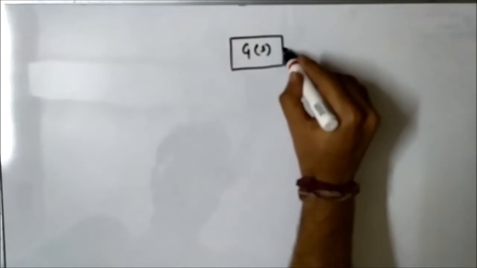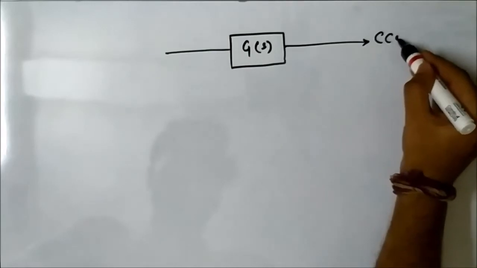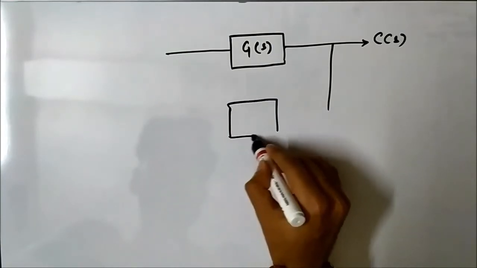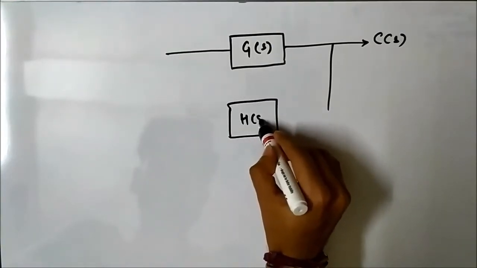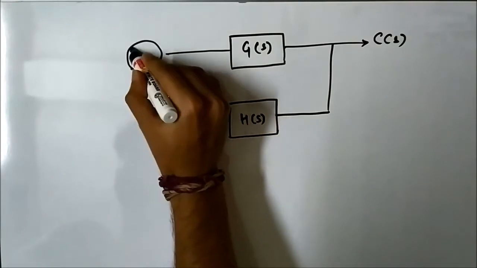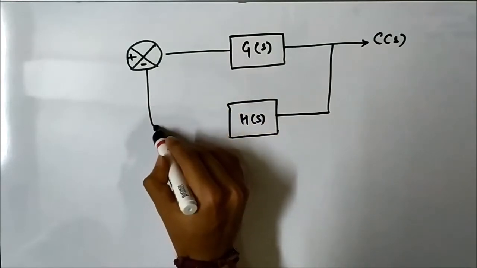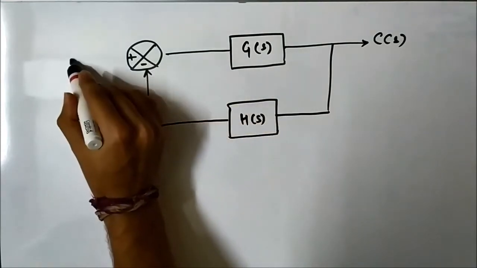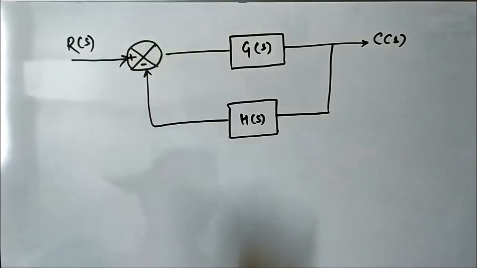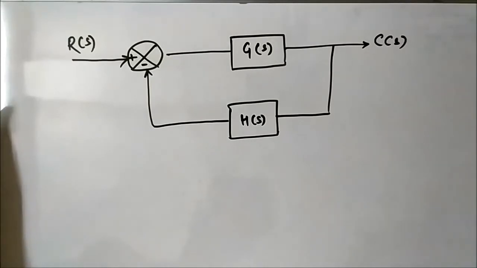it is the output. Then we have the feedback block, and here is the summer. It's a negative feedback that is normally used, and this is the input. So this is the basic layout of a control system.